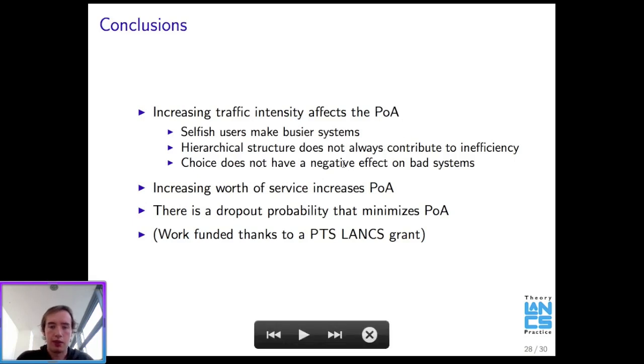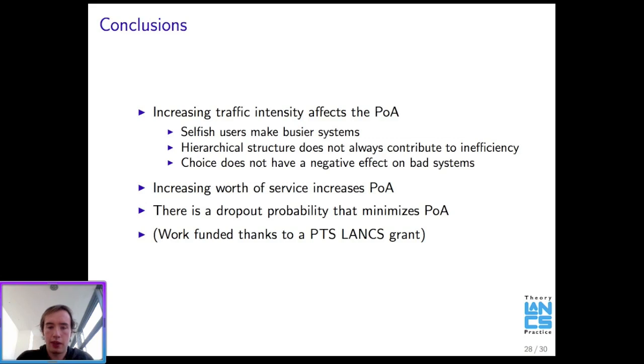Also good to note is the price of anarchy decreases over time, just because if you've got a bad system, one that cannot code, then choice does not have a negative impact. You cannot improve a bad system. Also, you can see that the peaks increased with the value of service, and also that there is a dropout probability. Although it may not be practical, it does minimize the price of anarchy and impact of choice.